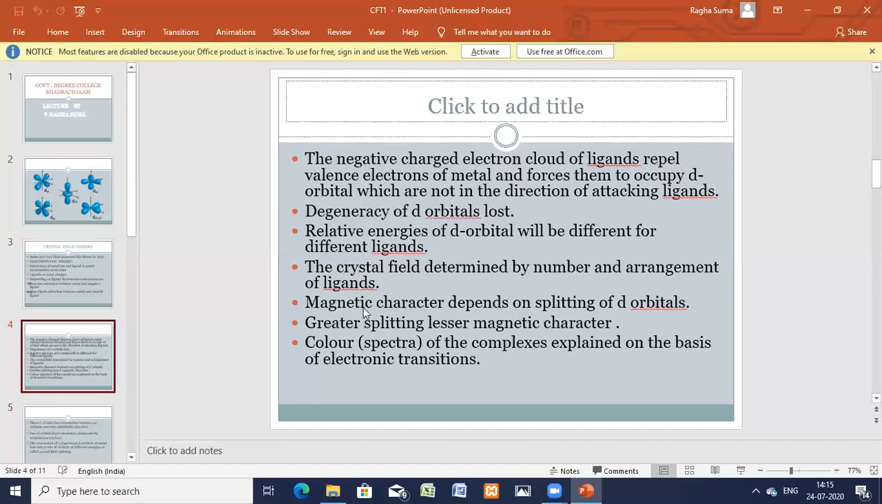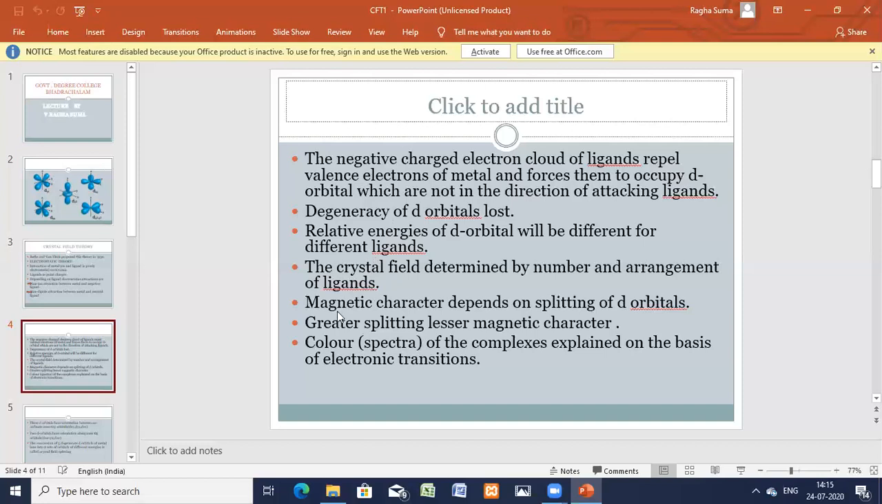Now, the magnetic character depends upon the splitting of the d orbitals. Degeneracy is lost and they attain different energies. The relative energies of the d orbitals will be different for different ligands, and the crystal field is determined by the number and arrangement of the ligands around the central metal.